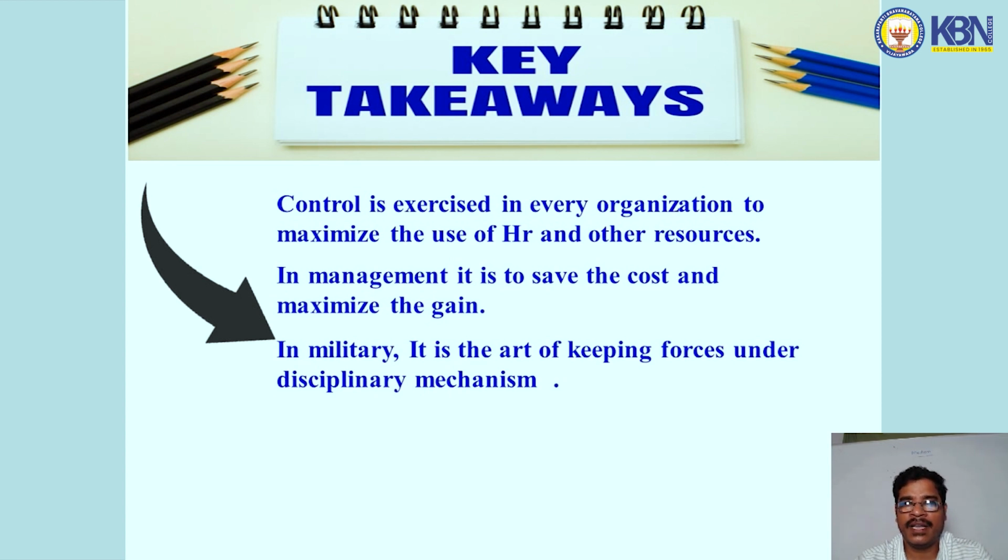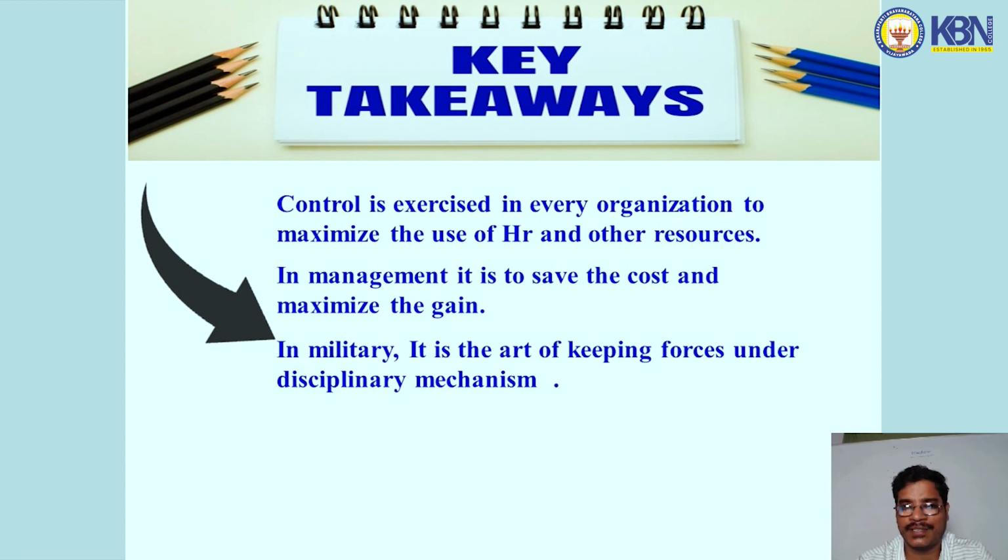After learning all the topics like process of controlling, definitions of controlling, importance of controlling, types of controls, and techniques of controls, these are the key takeaways from this particular unit. The conclusion of this fifth unit about the controlling function is that after learning all these concepts, a student may come to know that control is essential, and it is exercised in every organization to maximize the use of HR and other resources. In management, it is to save the cost and maximize the gain.